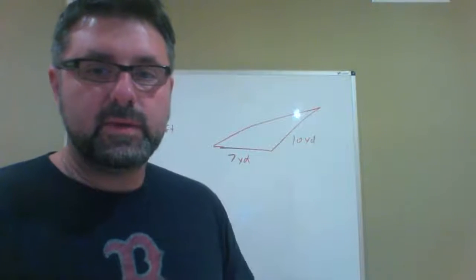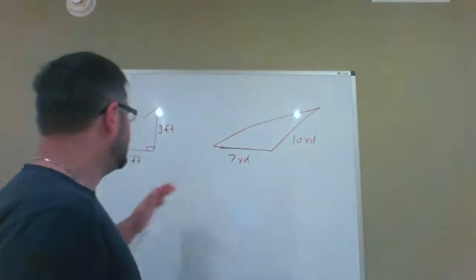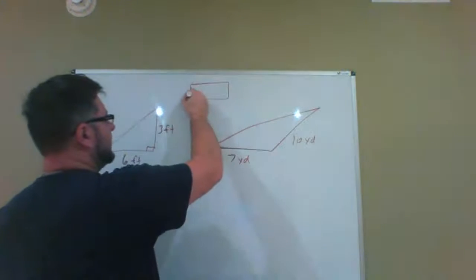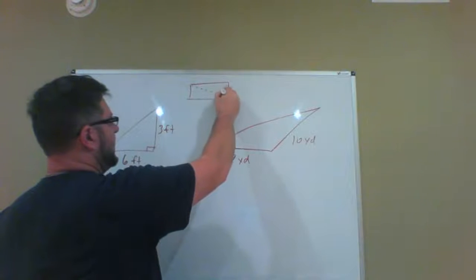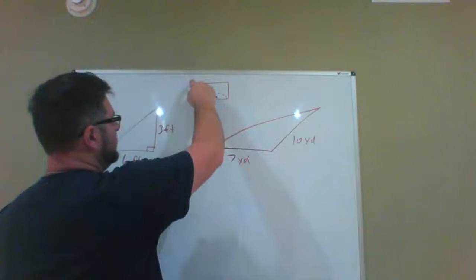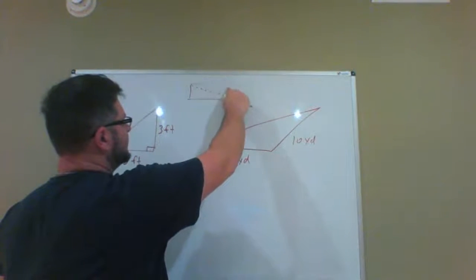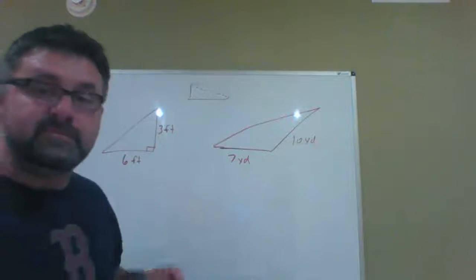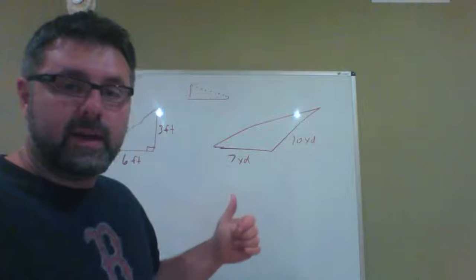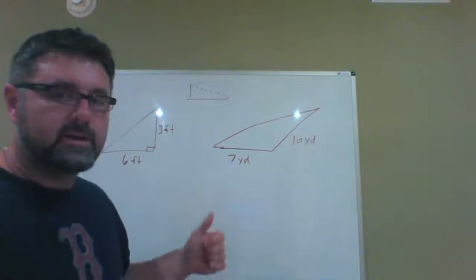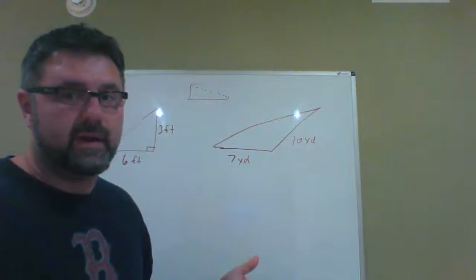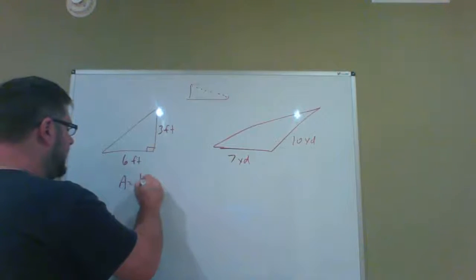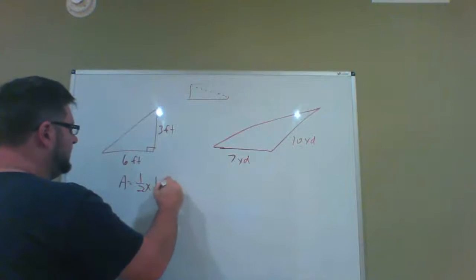All right. So as we talked about yesterday in class, here is a rectangle. If we took a rectangle and cut it in half diagonally, we make a triangle. And a triangle is exactly half of a rectangle. So if a rectangle is normally base times height and a triangle is half of a rectangle, then the formula for a triangle has to be 1/2 times the base times the height.